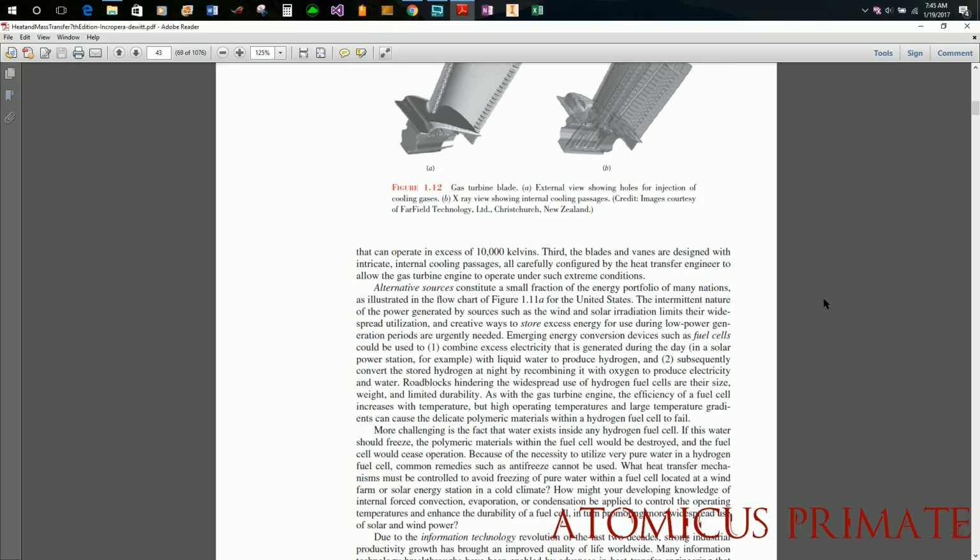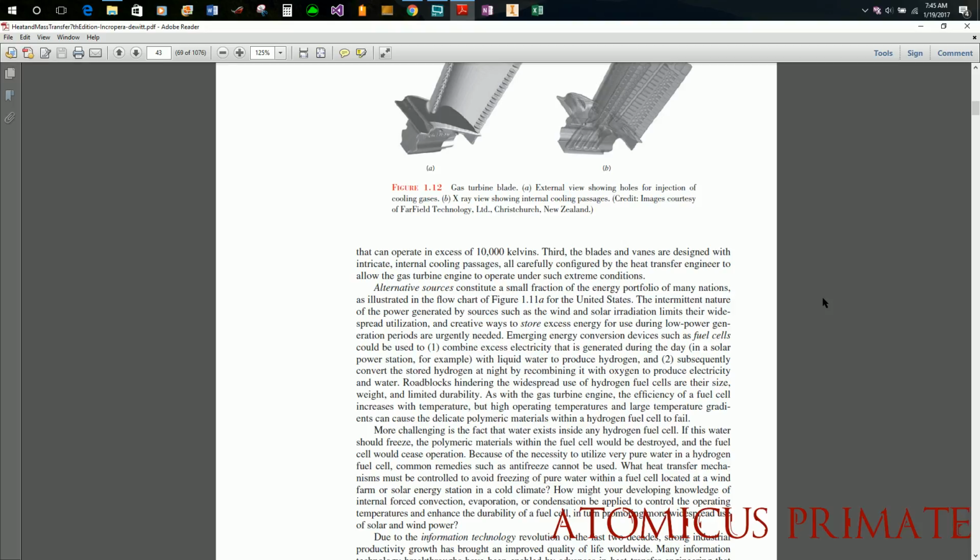Alternative sources constitute a small fraction of the energy portfolio of many nations, as illustrated in the flowchart of Figure 1.11a for the United States. The intermittent nature of the power generated by sources such as wind and solar irradiation limits their widespread utilization, and creative ways to store excess energy for use during low power generation periods are urgently needed.